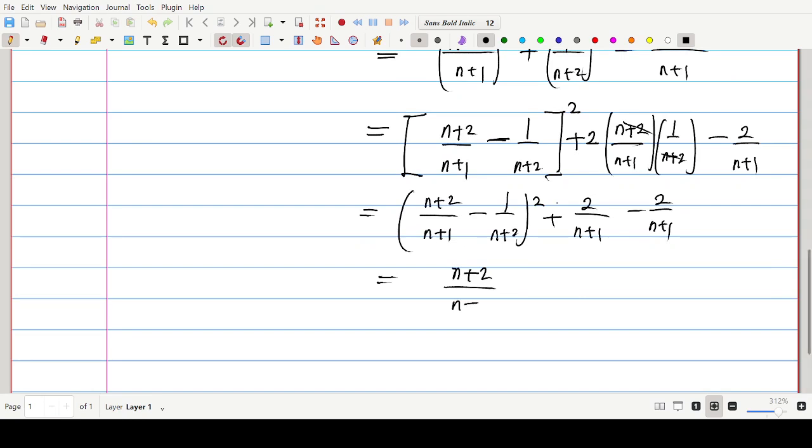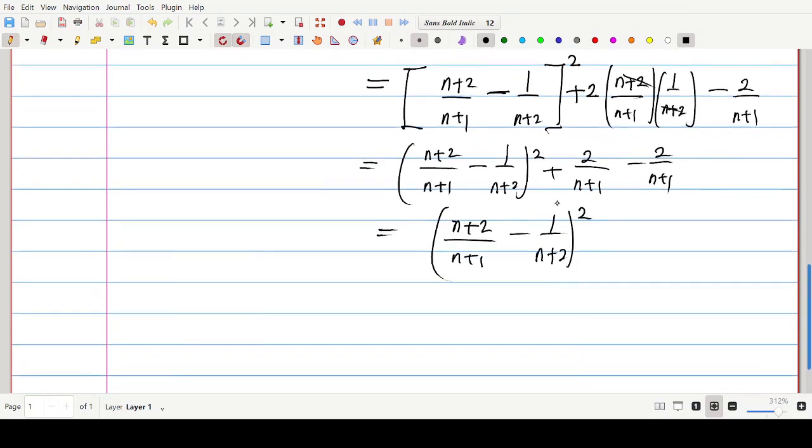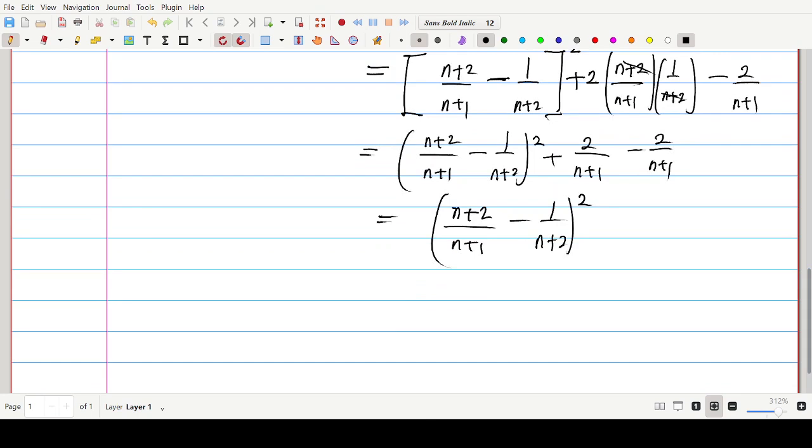All squared, right? So this is what we are looking for. Once again, the first term within the parentheses can be written as, let me illustrate, this term over here can be written as 1 plus 1 over n plus 1, all right?